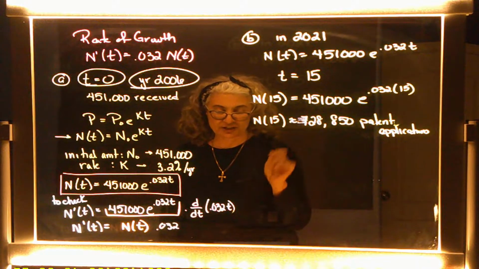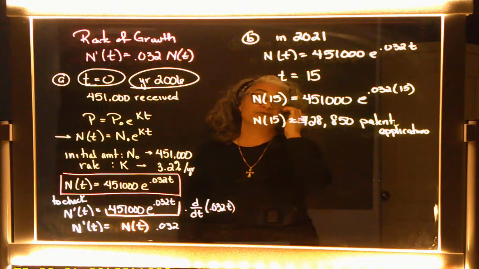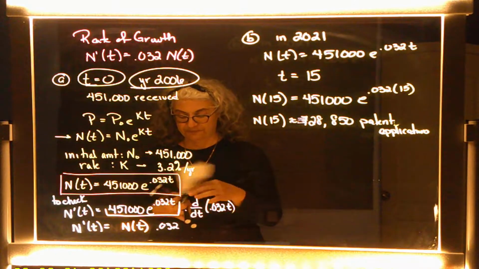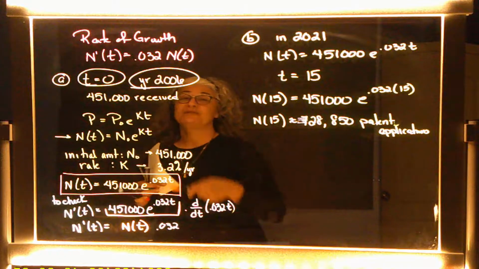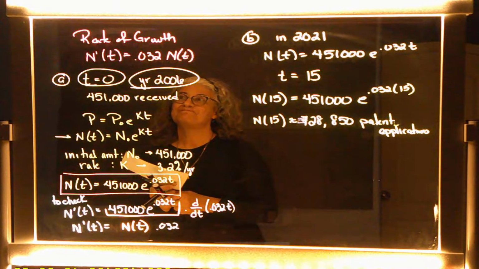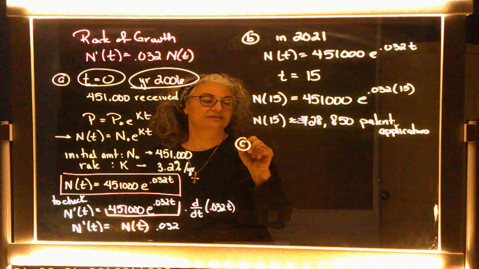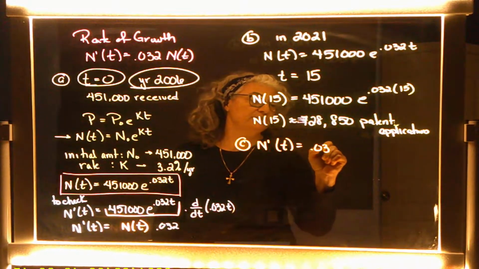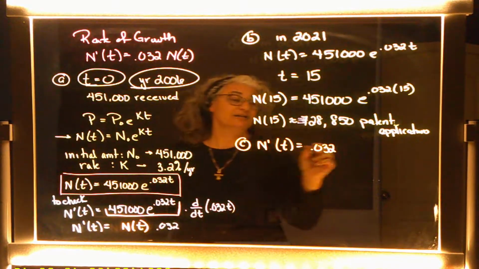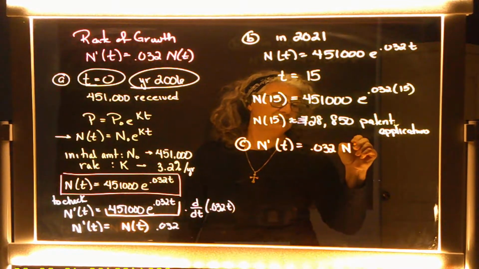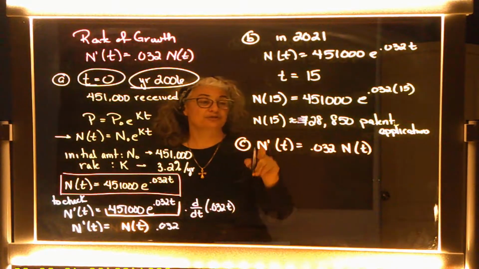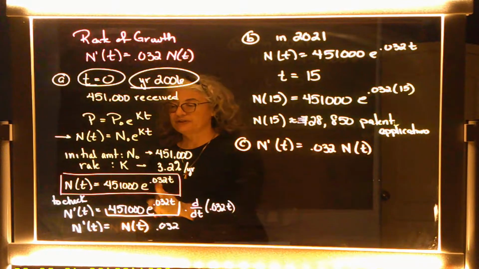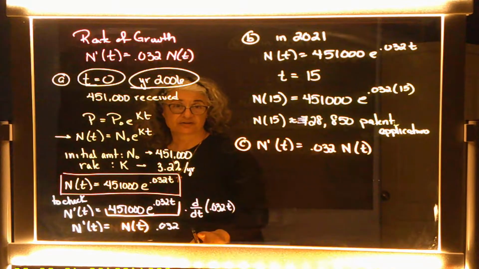Estimate the rate of change in the number of patent applications in 2021. So now they want the rate of change, which means, what are we going to look at? Yeah, we're going to look at the derivative, aren't we? Well, the derivative was n prime of t equals 0.032 times n of t. The derivative was equal to 0.032 times the original function. And we proved that over here. When we checked it, we proved it right here.